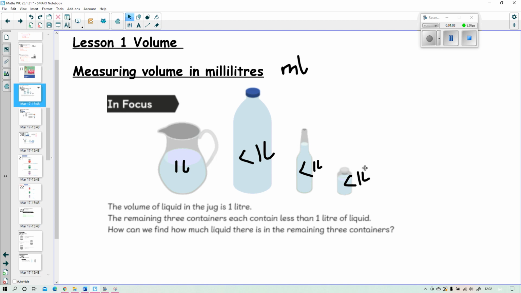Okay, welcome back. So there's a couple of things we could do to solve that. We could use what we already know. If we know that this amount is 1 litre, we could roughly use that to work out the amounts in these 3. Of course, it wouldn't give us an exact amount, but it would tell us roughly. The other thing we could do if we wanted to know a precise measurement is we could use a measuring jug or a measuring beaker.